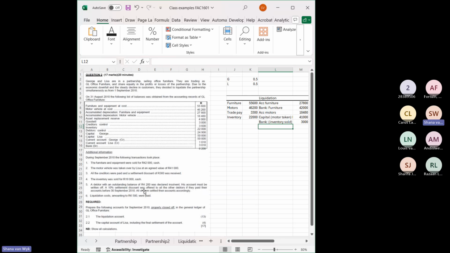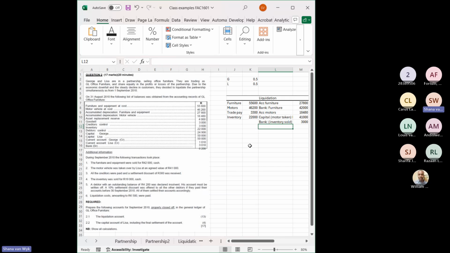Okay, let's take the first one. What is a debtor? Trade receivables is a debit, it's an asset account. So we're going to credit it to declare it insolvent, which means we're going to debit liquidation. I'm going to say insolvent, which means we are writing off that 4,200.